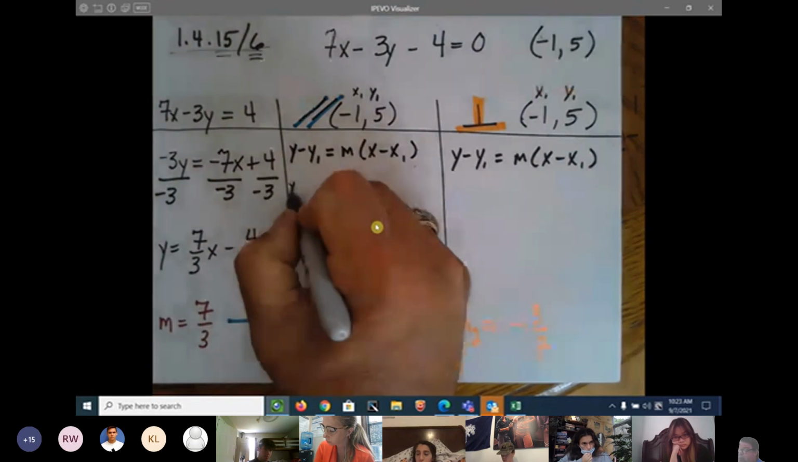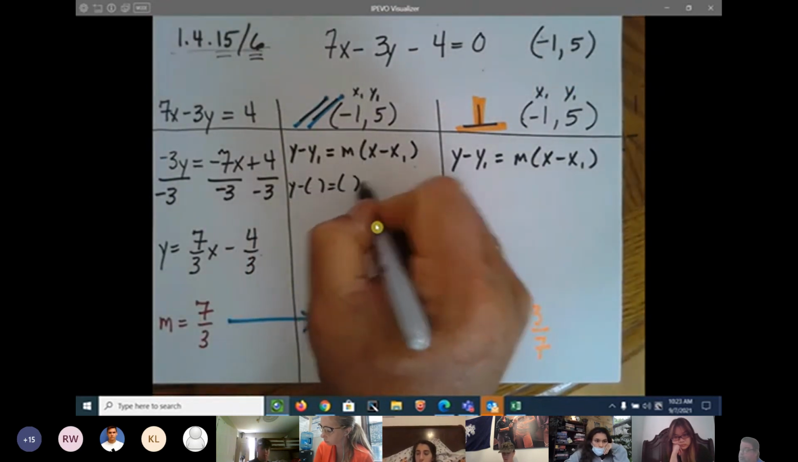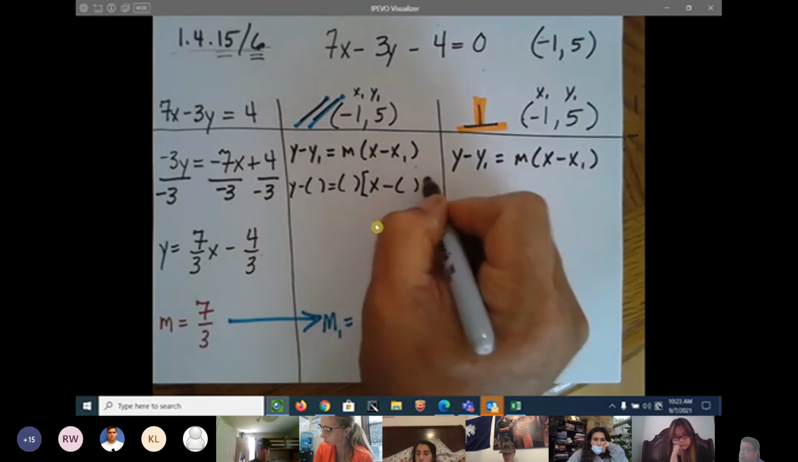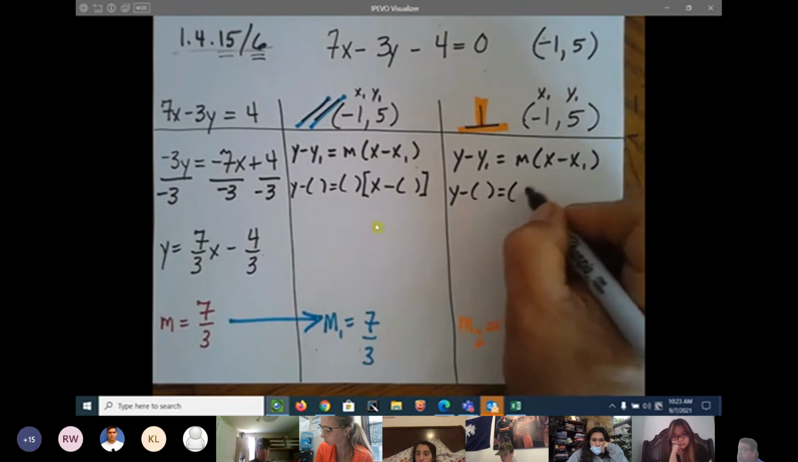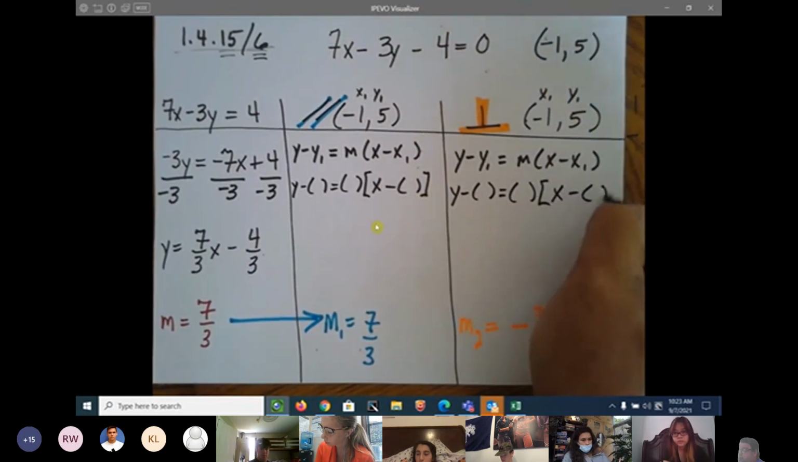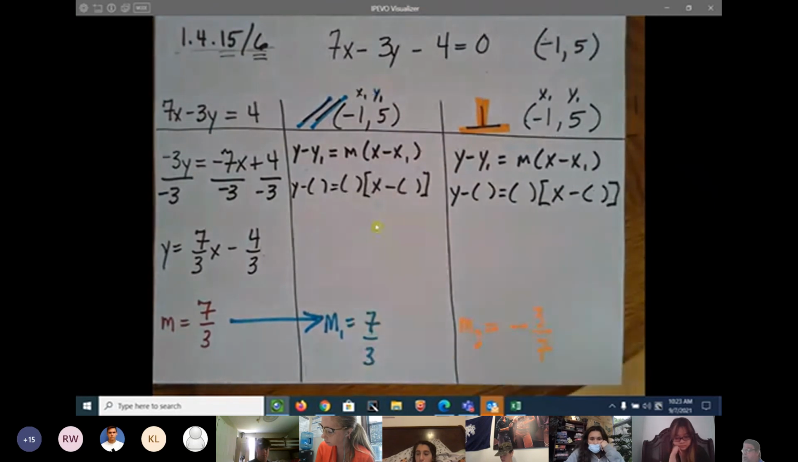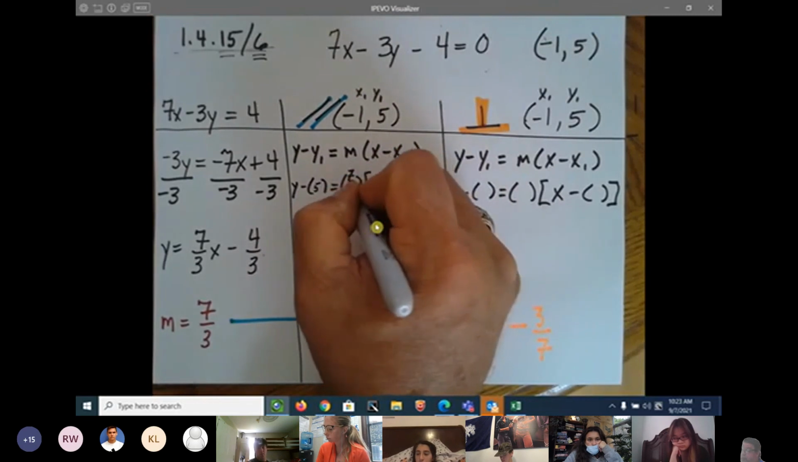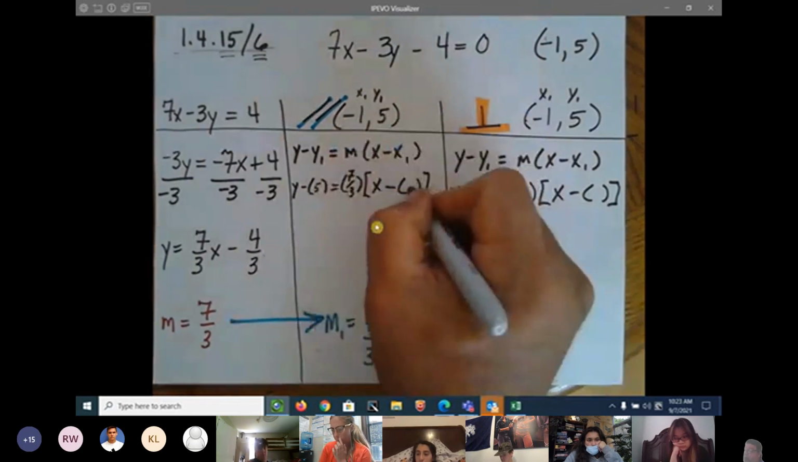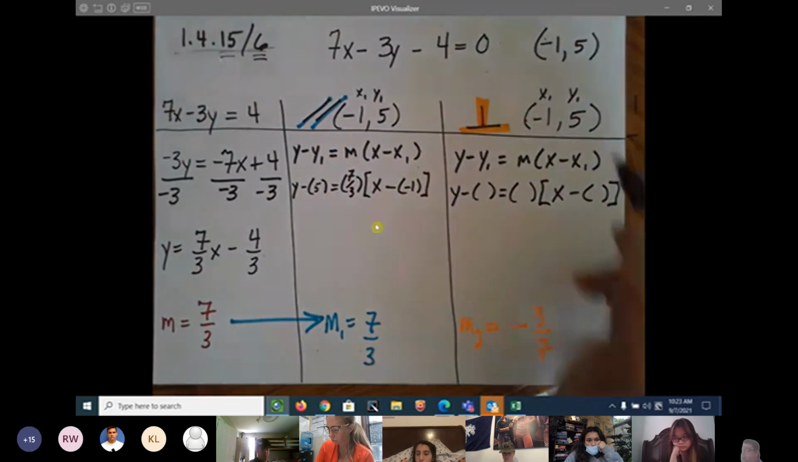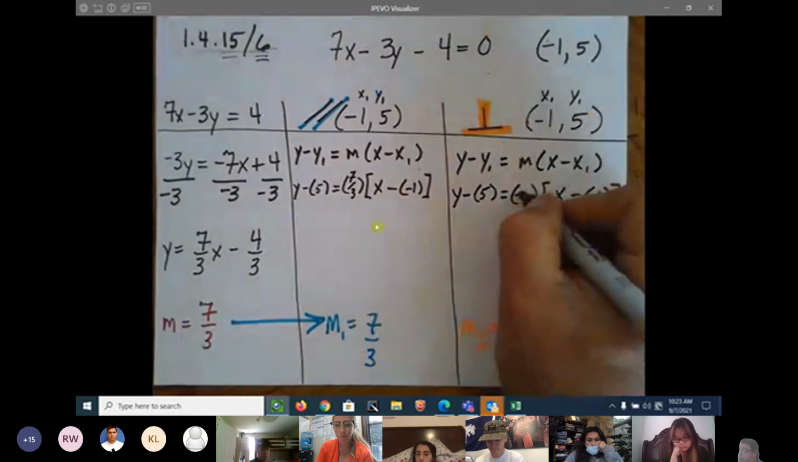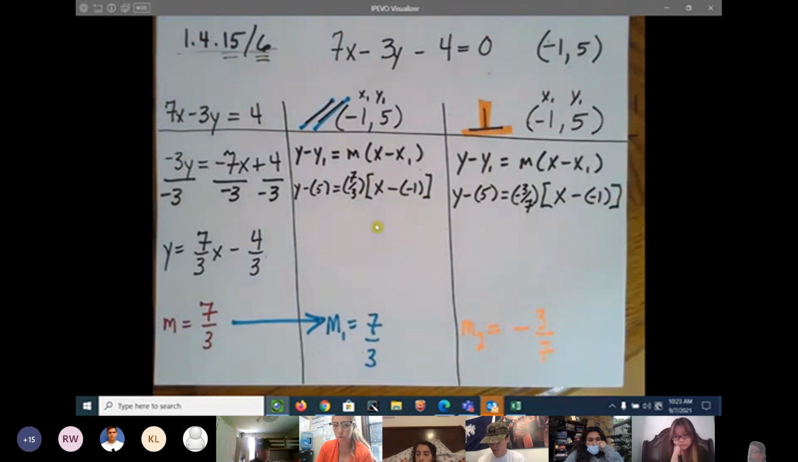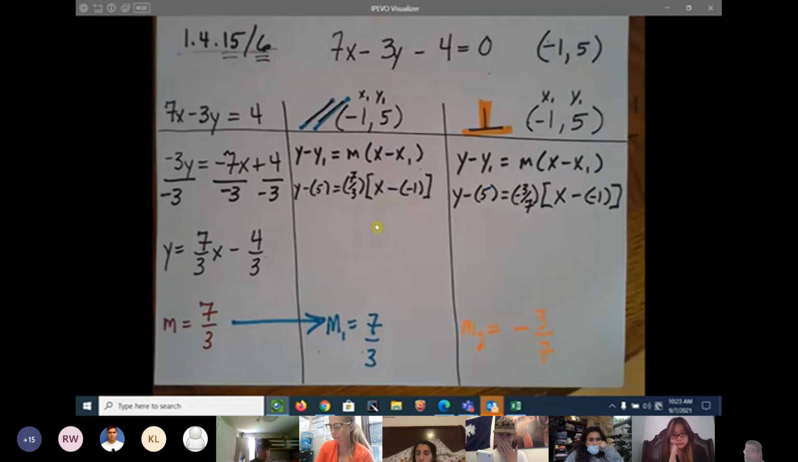So y minus parentheses is equal to parentheses times x minus parentheses. And 5 goes here. 7/3 goes here. And negative 1 goes there. 5 goes here. Negative 1 goes here. And negative 3/7 goes there. And now you just solve for y.